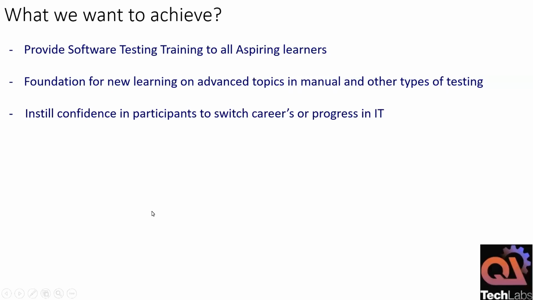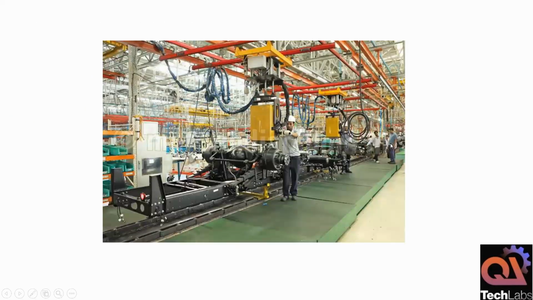Okay. So what we want to achieve: provide software test training to all aspiring learners, a foundation for new learning on advanced topics in manual and other types of testing, and instill confidence in participants to switch careers or progress in IT. What do you see here? Something like an automobile factory. Yes. Okay. So you see something like a factory here.